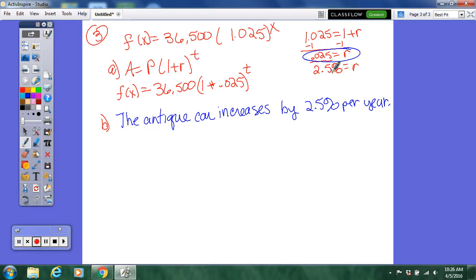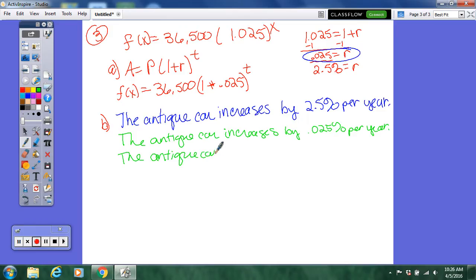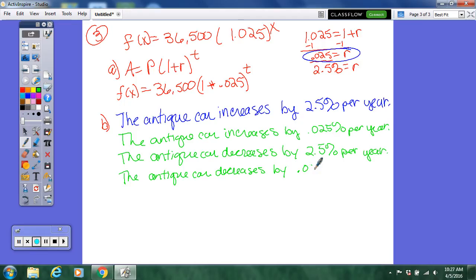Don't write these down, but this would be the other options they would give you. The antique car, I mean, you can if you want to, increases by 0.025% per year. Or. So look at these answer choices. This would be a perfect EOC problem, and those would be the 4 types of answer choices they would give you.